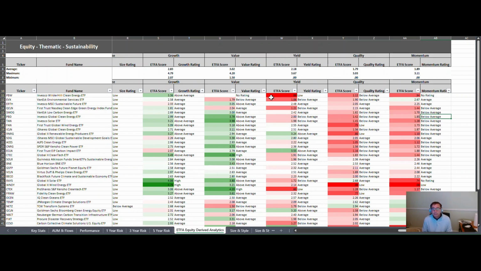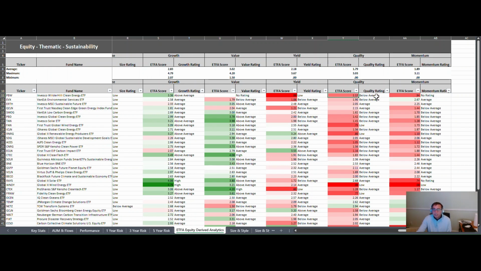So if you're looking at clean energy, but you wanted something with cleaner balance sheets, you could go to our derived analytics tab, which is also available in the database itself. But I can see the average for this group is a below average rating of 1.79 on a 5-point scale, with the maximum being at 3.03.